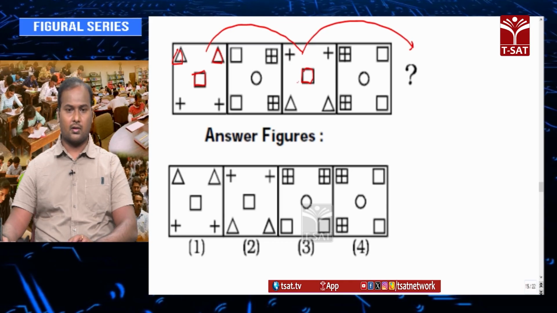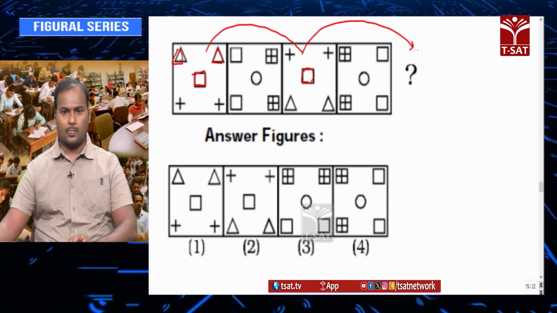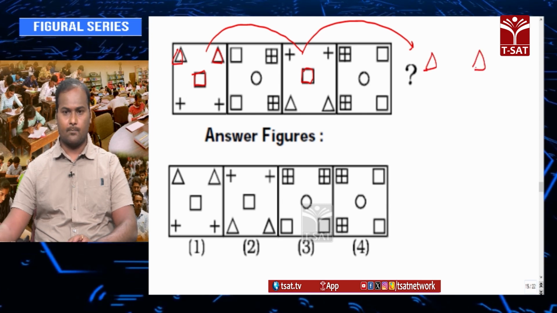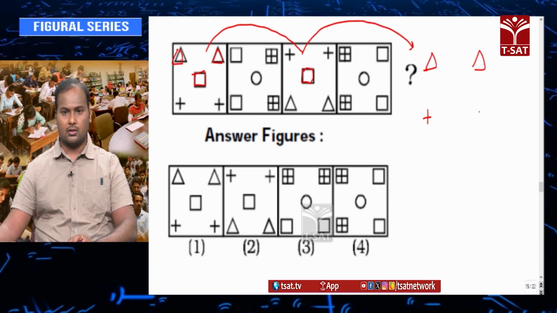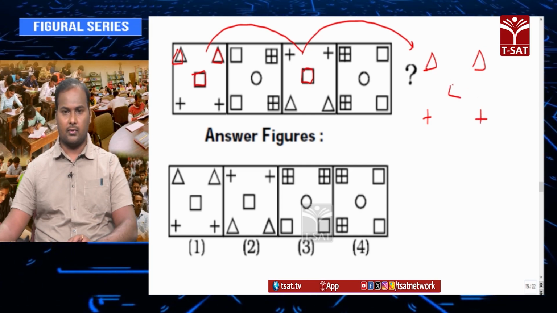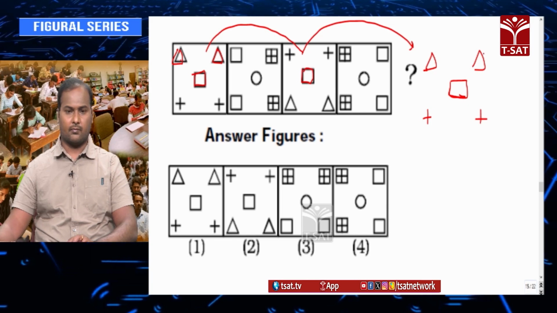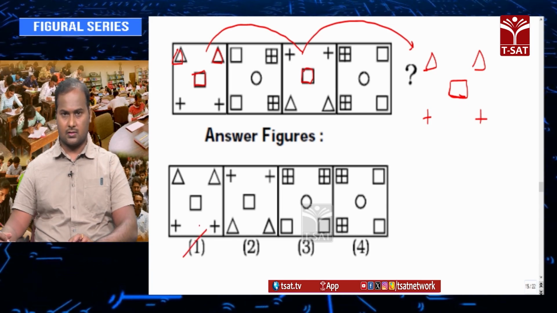So what is going to be our answer? Our answer is, again these triangles from bottom, they will move to the top. So triangles will be on the top. What about the plus signs? From top, they will move to bottom. So plus signs, they will move to the bottom. And what about the square at the center? It will be same. So check out the options. Which is the answer? Option 1 is the answer.